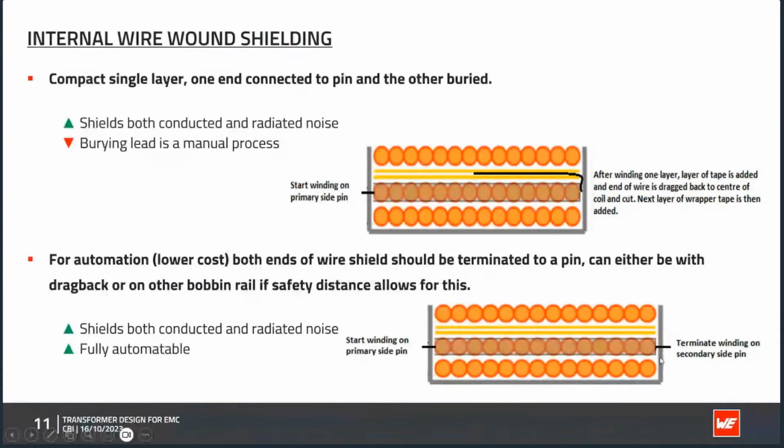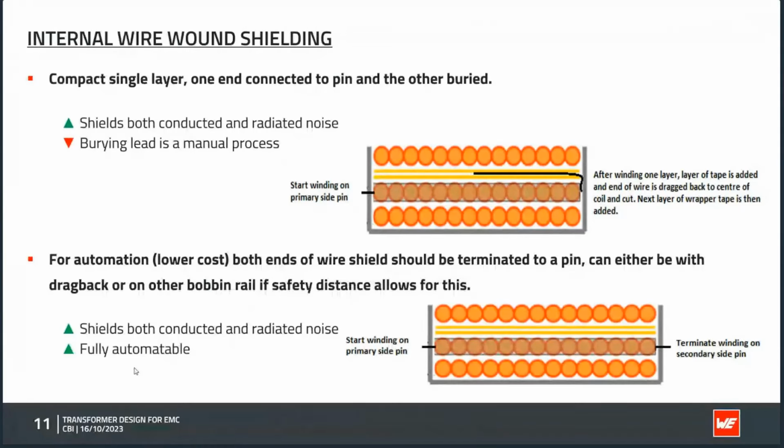It is then important for the customer to connect only one side of the shield winding to the stable potential, and maybe we can cut the other pin away so it doesn't disturb. And the benefit of this method is it is fully automatable. So we can just put the transformer on our automatic machines. We can program everything, and it will automatically put the shield winding in place.